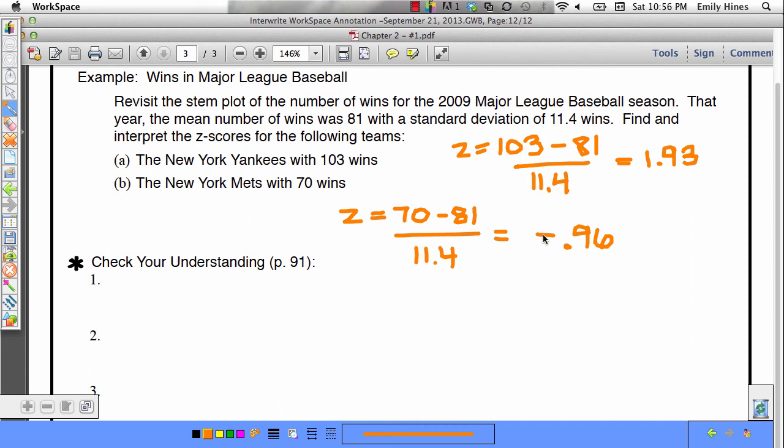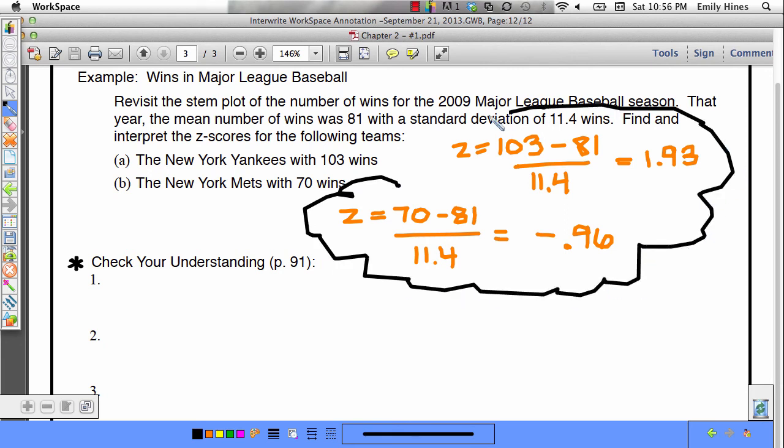It is very important on the AP test to make sure that you show your work on z-scores. You need to show this formula when you find a z-score. They will be looking for the formulas. Show your work just like this. Okay, so now pause the video, answer the check your understanding questions, then turn the video back on and see how you did.